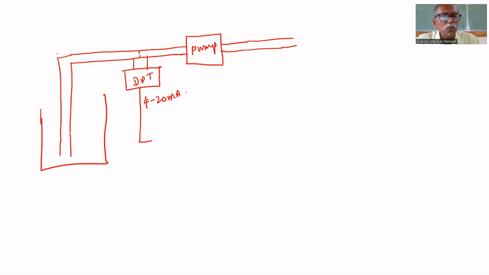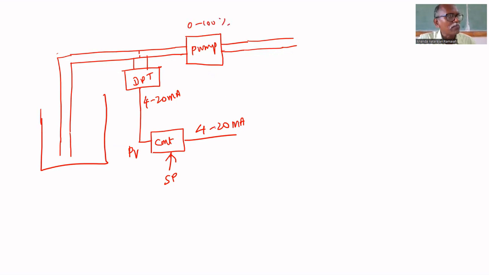That is given to a VFD. The 4 to 20 milliamps is the process variable. Actual flow rate is measured. Set point is also given to the controller. This is the controller, which gives again 4 to 20 milliamps. If it gives 20 milliamps, the pump has to run at full speed. If 4 milliamps is given, the pump should be stopped. So its speed varies from 0 to 100%, depending upon this 4 to 20 milliamps.